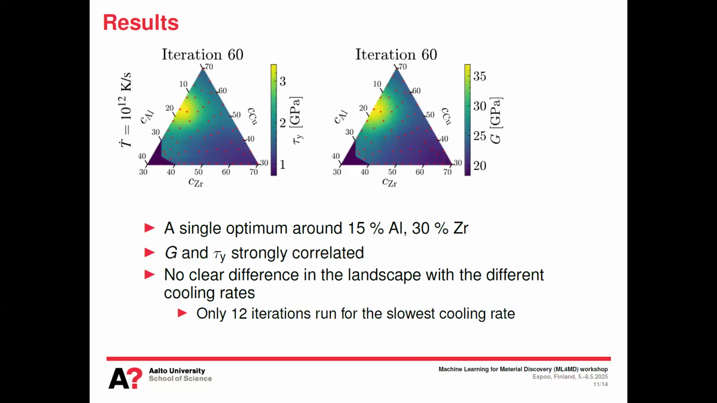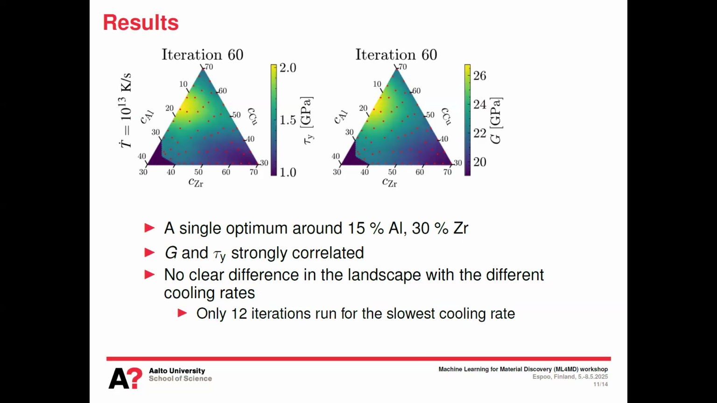So you get this nice plot of your landscape, showing how the yield stress behaves as a function of the composition. There's a single optimum around 15% aluminum and 30% zirconium. If you look at, again, the yield stress and the shear modulus, they are very strongly correlated. This is the middle cooling rate that we had, 10 to the 12. We increased the cooling rate by an order of magnitude, so we basically get worse glasses. The landscape doesn't change much. The values change a bit here, but it looks pretty much the same.